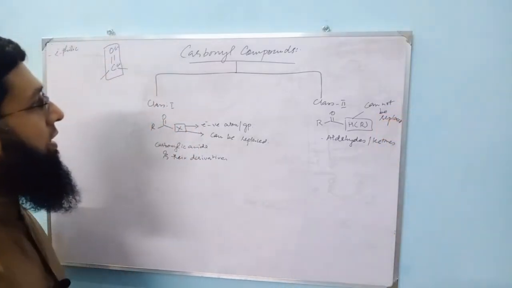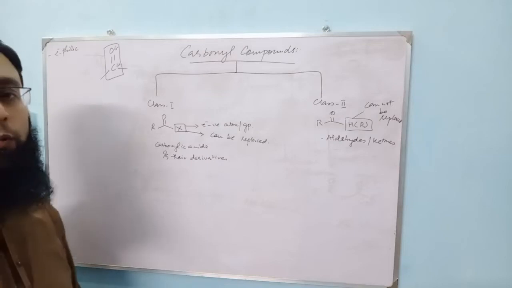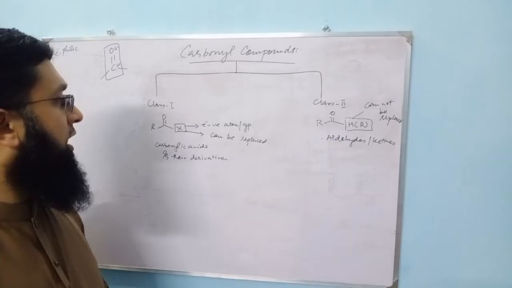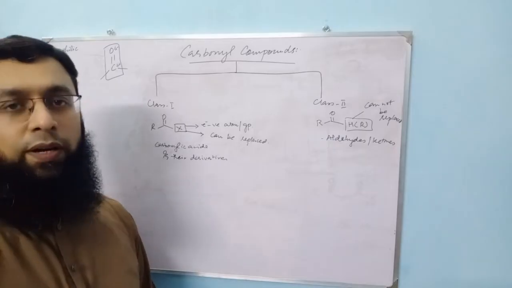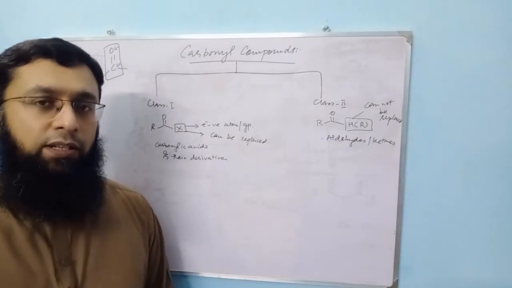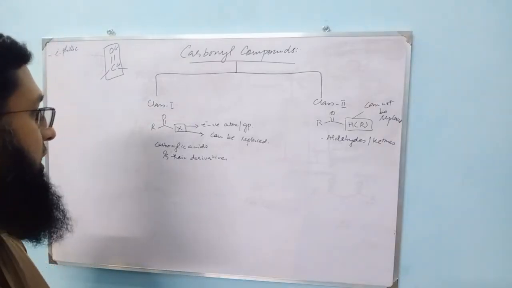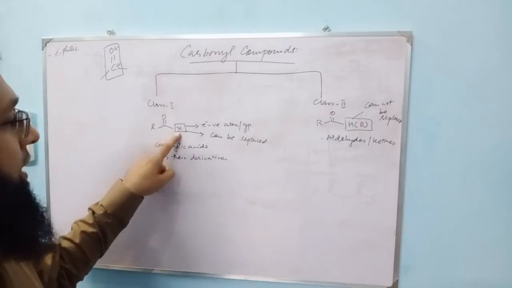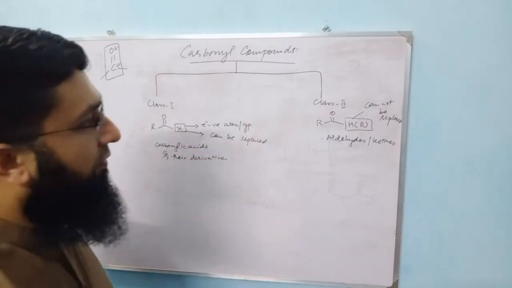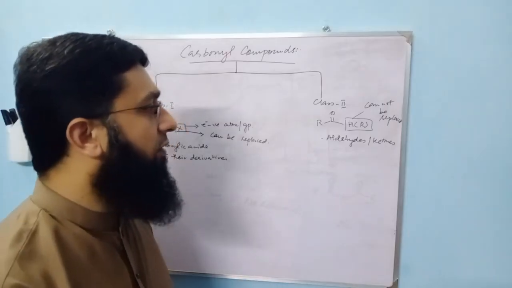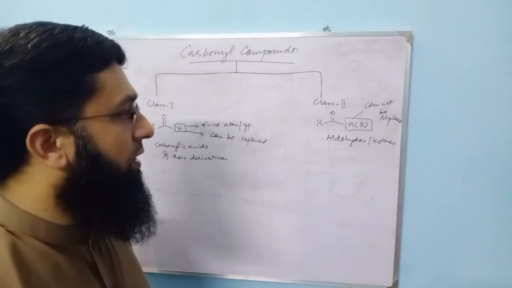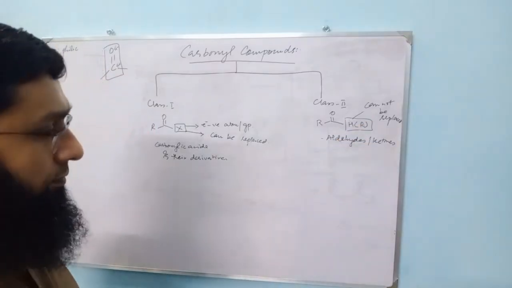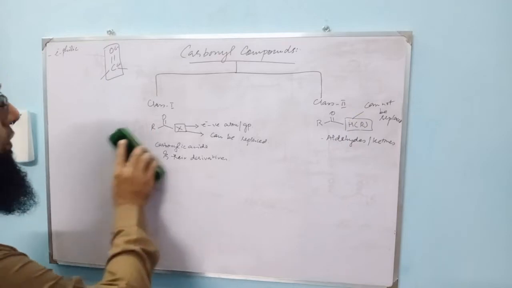So in principle, carbonyl compounds can be classified into two classes: class 1 carbonyls, class 2 carbonyls. And class 1 carbonyl, in this class we have acyl group attached to electronegative atom or group, and generally they are carboxylic acids and their derivatives. And in this case the X group can be replaced, whereas in case of class 2 carbonyls we have aldehydes and ketones as examples, and in this case hydrogen or R cannot be replaced. So we see the reactivity of carbonyl compounds.